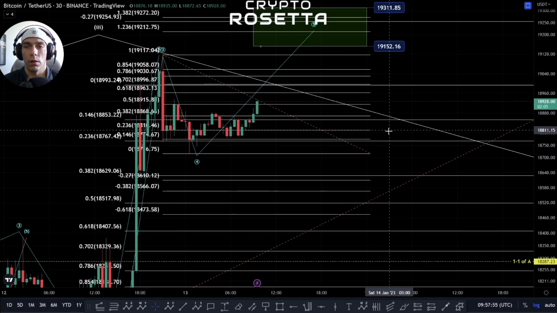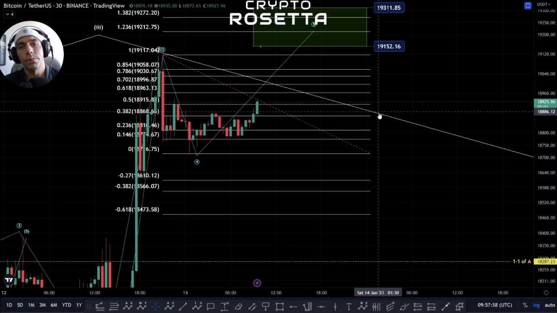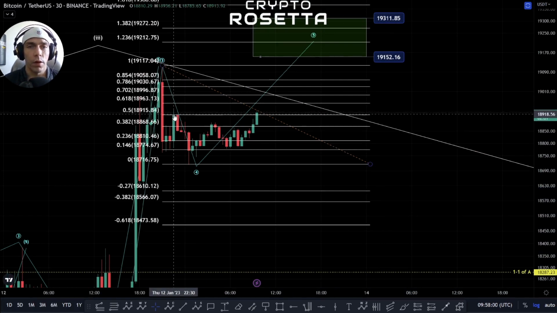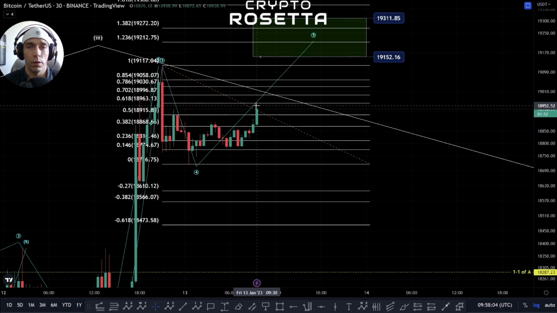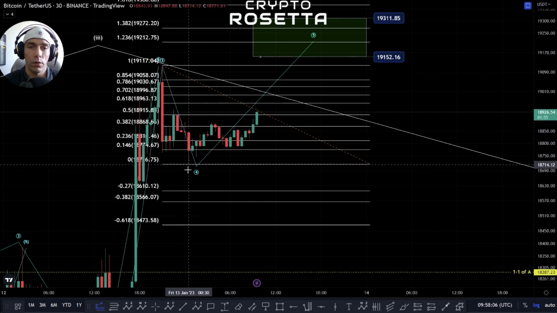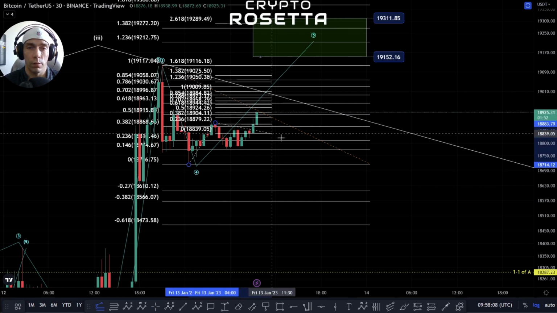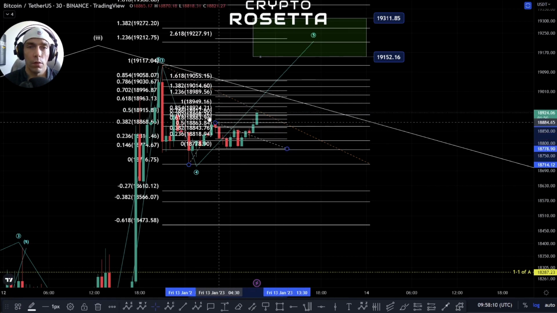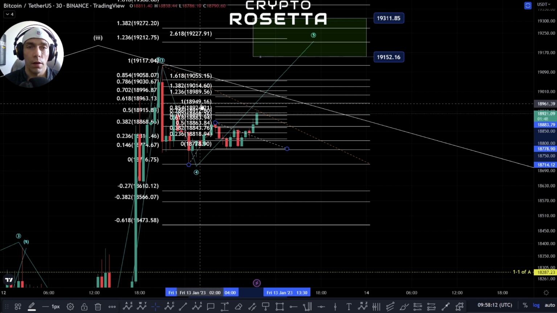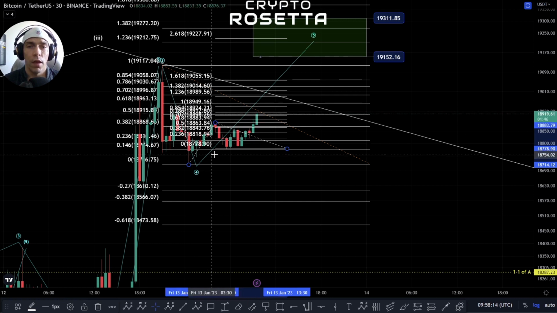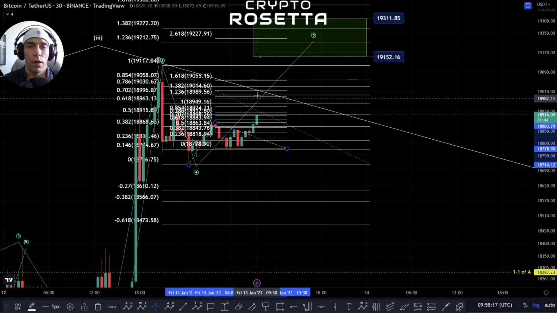If I zoom in here, now I'm going to get rid of this fib for a second. We've come right up into this 50% zone, so technically we could be looking to complete this move. Alternatively, like I said, we could be starting this fifth wave to the upside. So the 1-to-1 is this 18949.16, and we've almost reached that point.